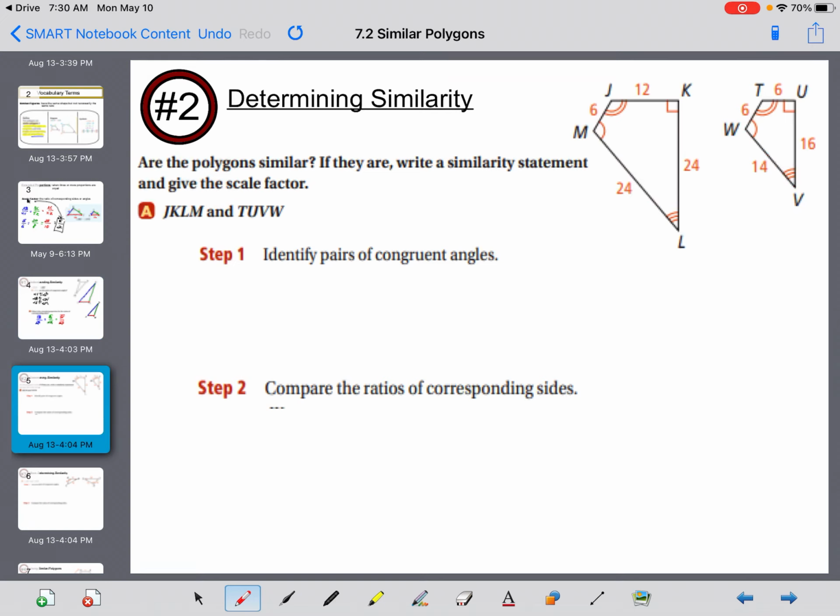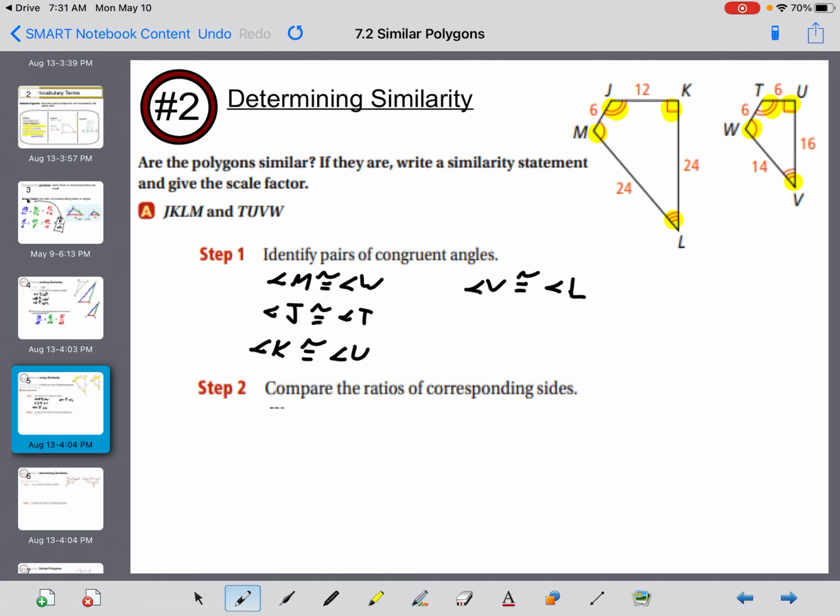Are the polygons similar? If they are, write a similarity statement and give them a scale factor. So identify the pairs of congruent angles. Well, they already show that with their orange markings, right? So let's just go around and match those up. They tell you that angle M is congruent to angle W, angle J is congruent to angle T, angle K is congruent to angle U, and angle V is congruent to angle L.